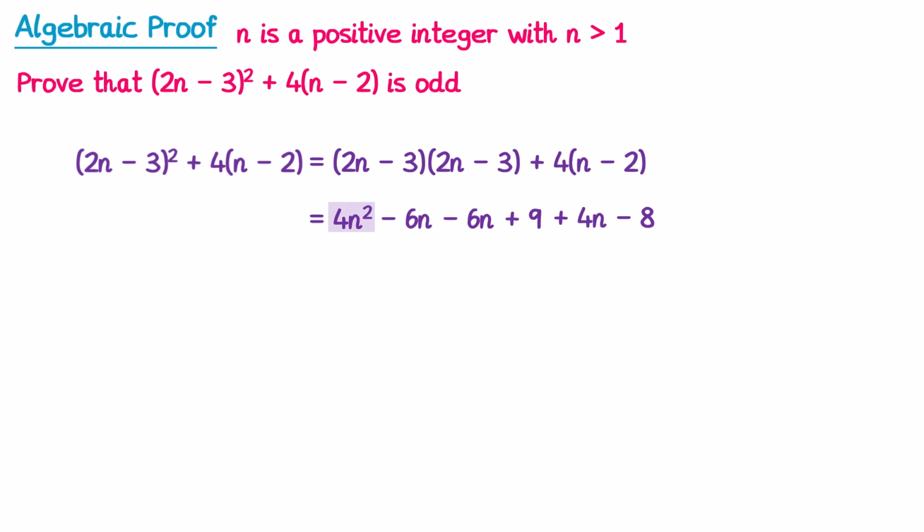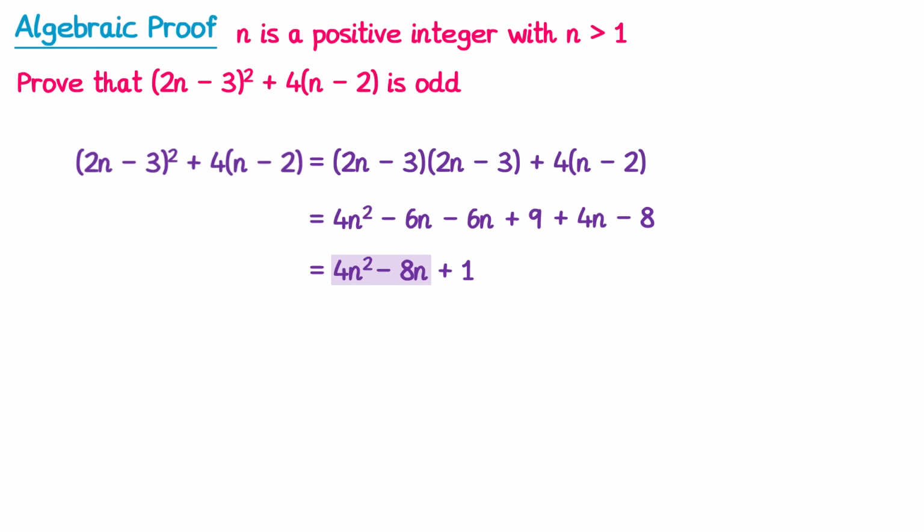So we've got 4n squared, and no other n squared, so it's just 4n squared. We've got minus 6n, which would be minus 12n, plus 4n, which would be minus 8n. And then we've also got 9, take away 8, which is just 1. Now remember, we're trying to show this one's an odd number. And I said to show something's an odd number, we need to show it's one more than an even number. We've got a plus 1 here at the end, so if this number's going to be odd, this part here must be even. So if we show this is even, and we add 1 to it, we must have an odd number. We can show this is even by showing it's a multiple of 2.